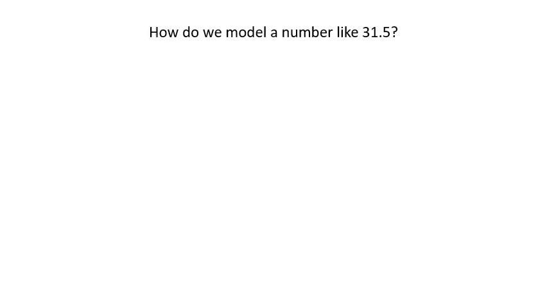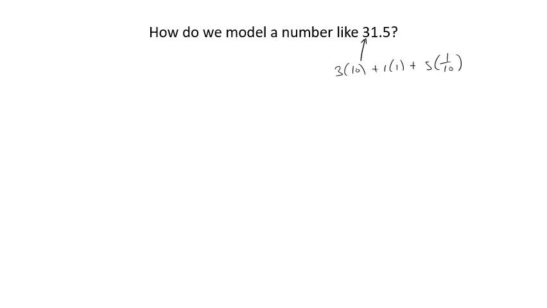So let's look at a number like 31.5 and how we might model a number like this. So we can see here that we've got three tens using our idea of expanded notation from before. We've got three tens, we've got 1, and then we have 5 tenths.